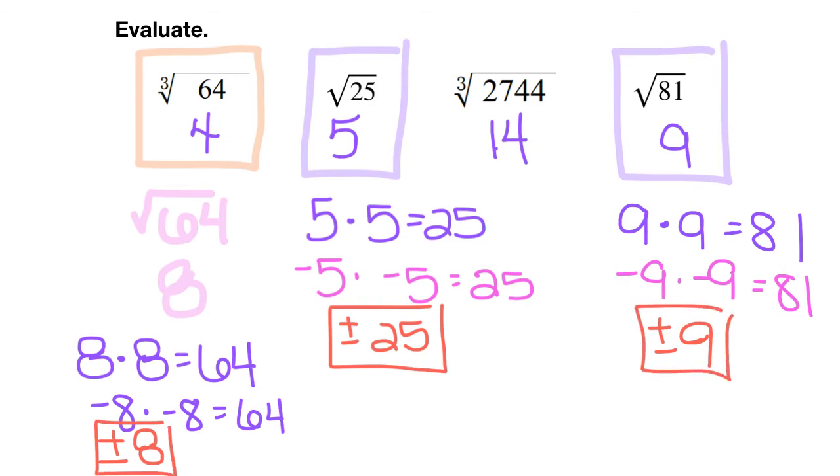This does not hold true for cube roots though. And the reason is we end up with 3 negatives. If I try it on 2,744, I have negative 14 times negative 14 times negative 14. Well, 2 negatives will make a positive, but 3 negatives in a multiplication problem will be a negative. So cube roots have one answer. Square roots can have 2 answers.